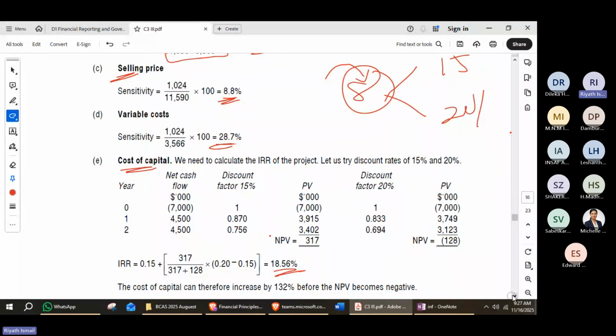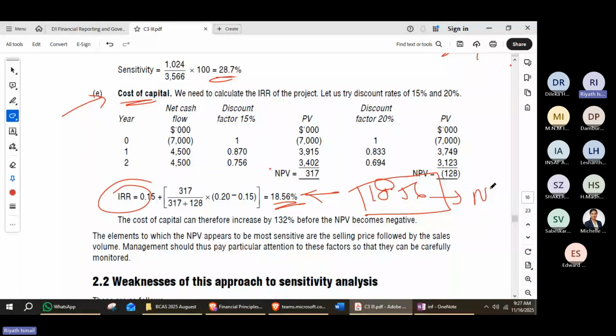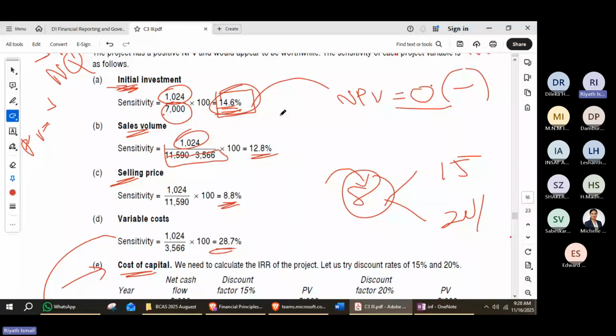For that, we have to use the IRR formula. We already discussed this one. 18.56. If the discount factor becomes 18.56, NPV becomes zero. So this formula cannot be applied here. Out of these, there are things here: initial investment 14 is 12, 8.8, 28.7, like that.